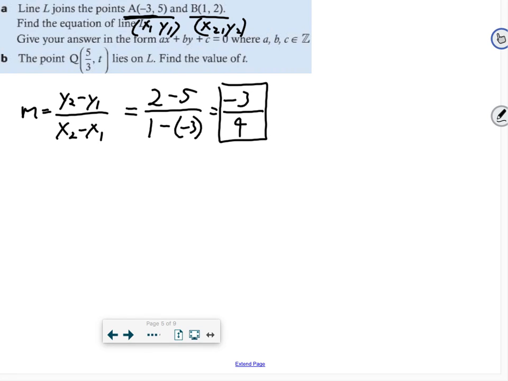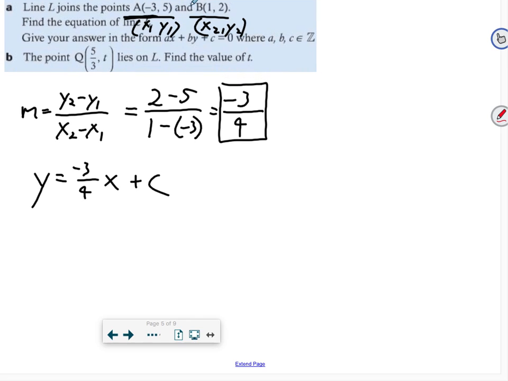Okay, and then I'm going to plug it into my slope-intercept equation. So I get y equals negative 3 over 4 x plus c. Okay, so from here, I'm going to go ahead and I can plug in my x and y just like I did before. Okay, so this is mathematician's choice. So you can choose point A or point B. I'm just going to go ahead and choose point B.